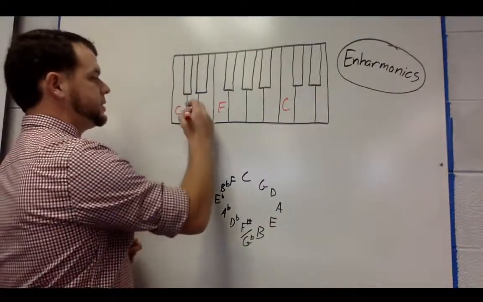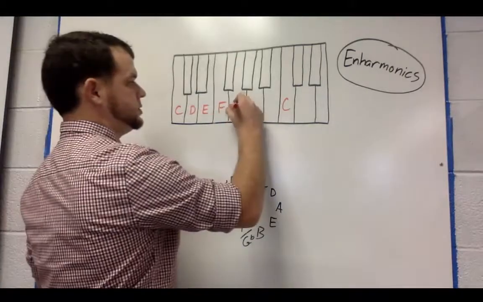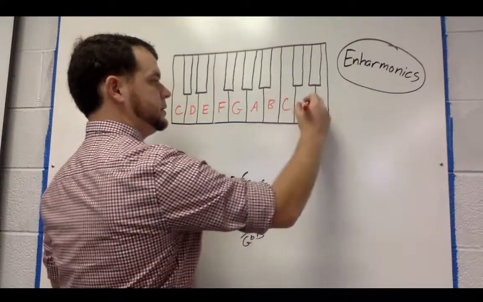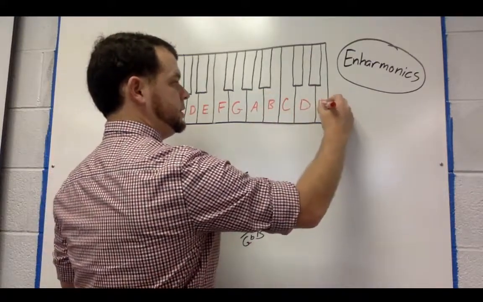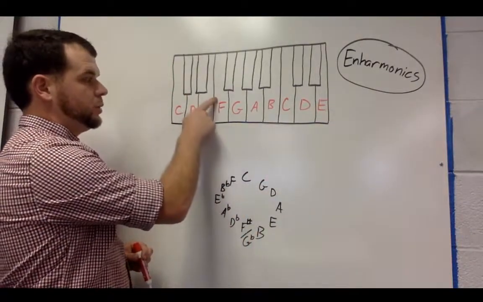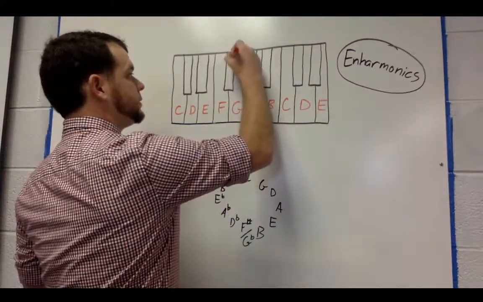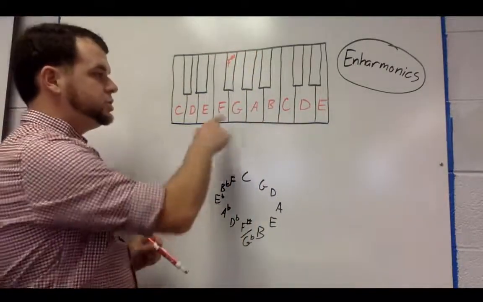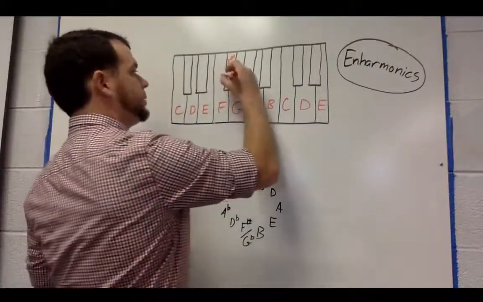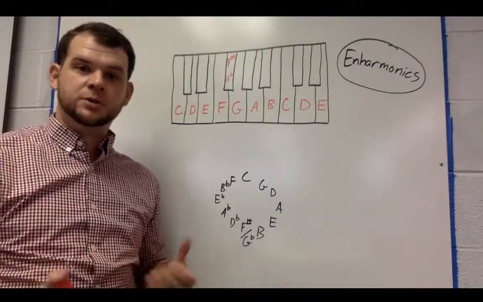So after C in the musical alphabet is D, then E, F, G, back to A, B, C, D, and E. If we take F and we sharp it, or we raise it by a half step, that takes us to F sharp. If we take G and we flat it, we lower it by a half step, we end up with G flat. And that's how we end up with F sharp and G flat.